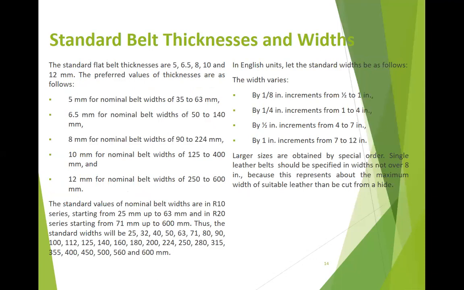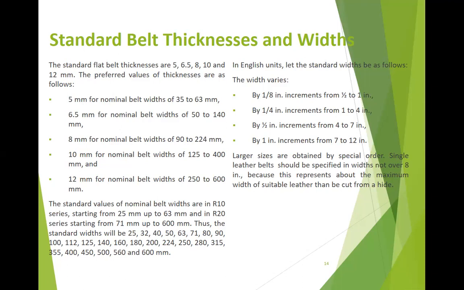Standard belt thicknesses and widths. These are the standard flat belt thicknesses, which are 5, 6.5, 8, 10, and 12 mm. The preferred values of thicknesses are as follows: 5 mm for nominal belt width of 35 to 60 mm, 6.5 mm for nominal belt width of 50 to 140 mm, 8 mm for nominal belt width of 90 to 224 mm, 10 mm for nominal belt width of 125 to 400 mm, 12 mm for nominal belt width of 250 to 600 mm.